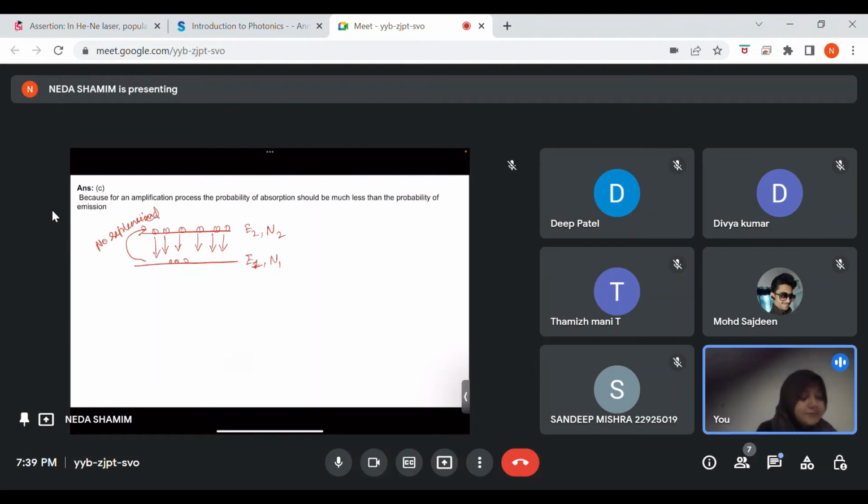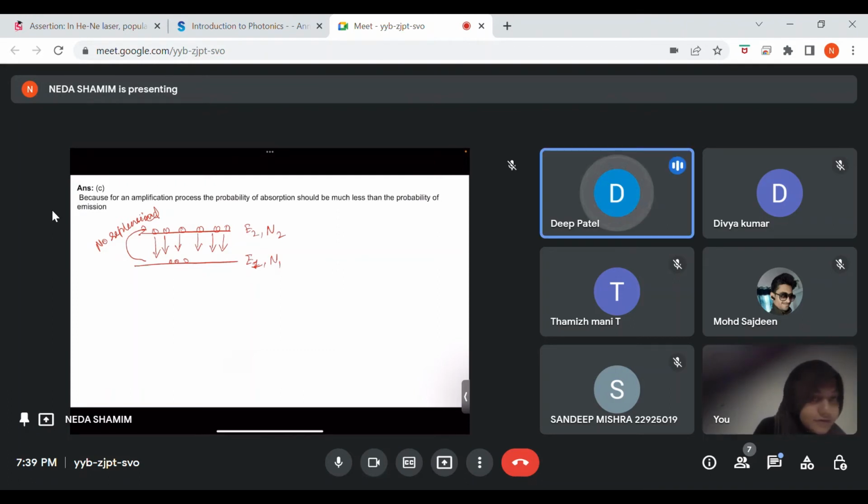So here in this example, we have some information given. We have a ruby laser. They have 2 energy levels, and both the energy levels are separated.